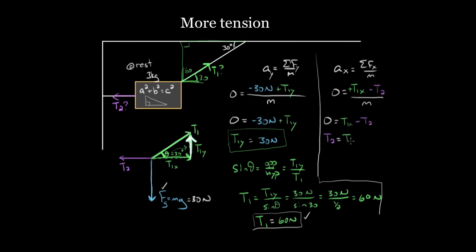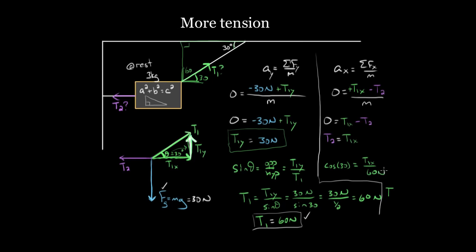But how big is T1 in the x direction? We know T1 is 60 newtons. We know T1 in the y direction, this piece here, was 30 newtons. How big is this piece? Well, instead of sine now, we can use cosine. So if I use cosine, I can get that cosine theta, which is 30 degrees here, because this angle here is 30. Cosine of 30 would be the adjacent. That's this T1x, so it's adjacent over the hypotenuse. The hypotenuse is T1, and we know T1. T1 was 60.